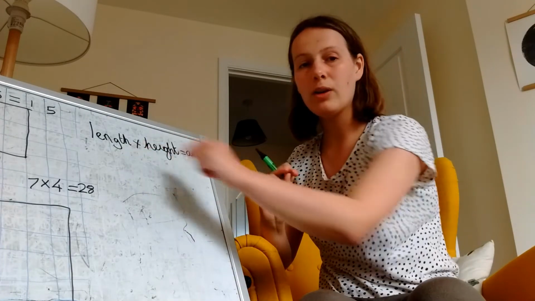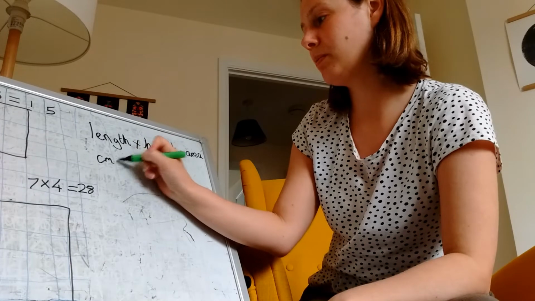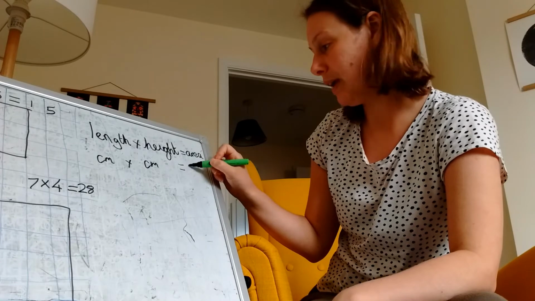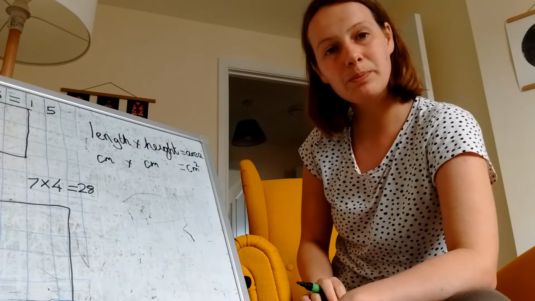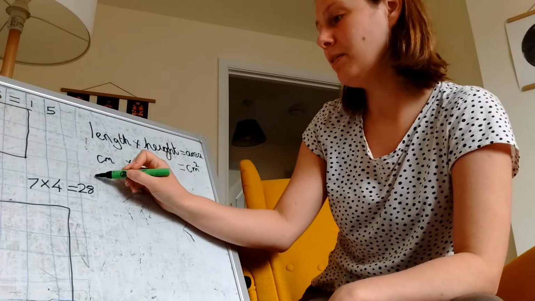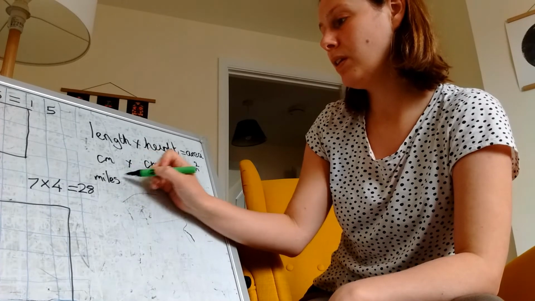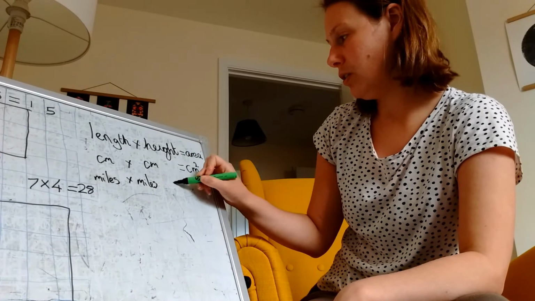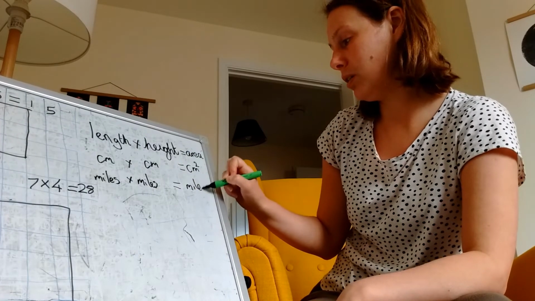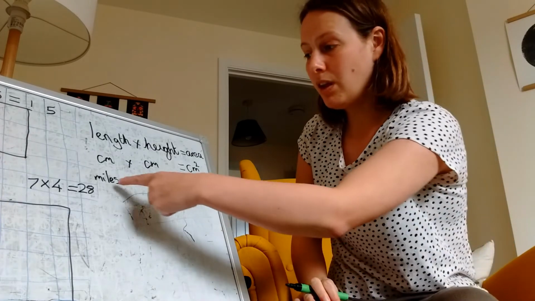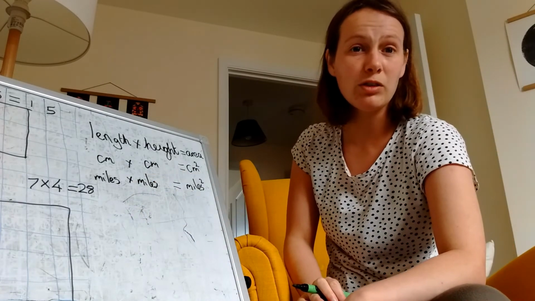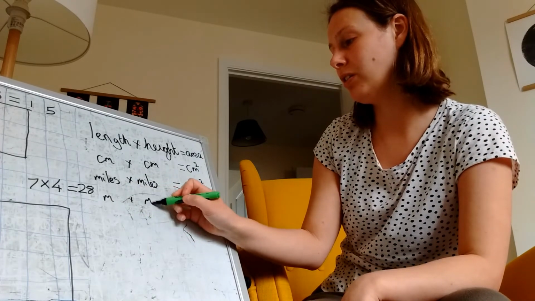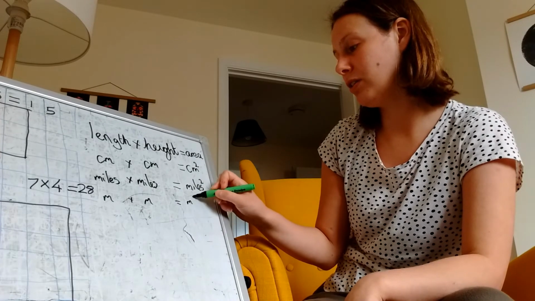Now, if your length is in centimetres and your height is in centimetres, your area will be in centimetres squared. If your length is in miles and your height is in miles, your area will be in miles squared. And these should always be the same. If they're not the same, it's a nonsense question. If it's in metres times metres, your answer will be in metres squared.